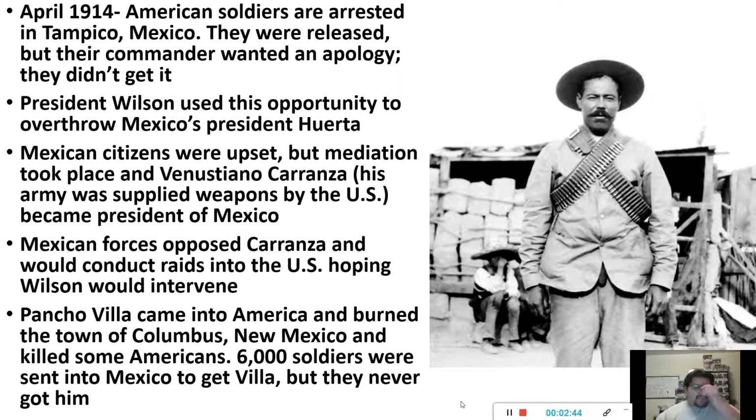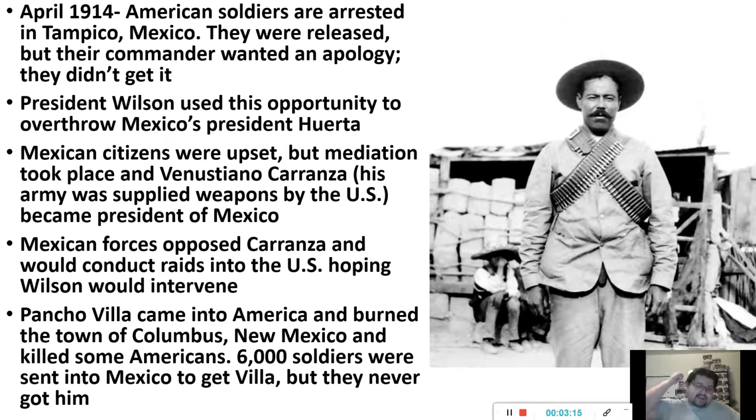All right, April 1914. Some American soldiers go into Mexico, particularly this one town called Tampico, and they get drunk. They're causing a ruckus. They're being obnoxious and loud and things like that. So the Mexican police arrest them for being drunk and disorderly. They release them the next day, after they've slept it off and they're having a hangover. It's like, okay, now you can go.